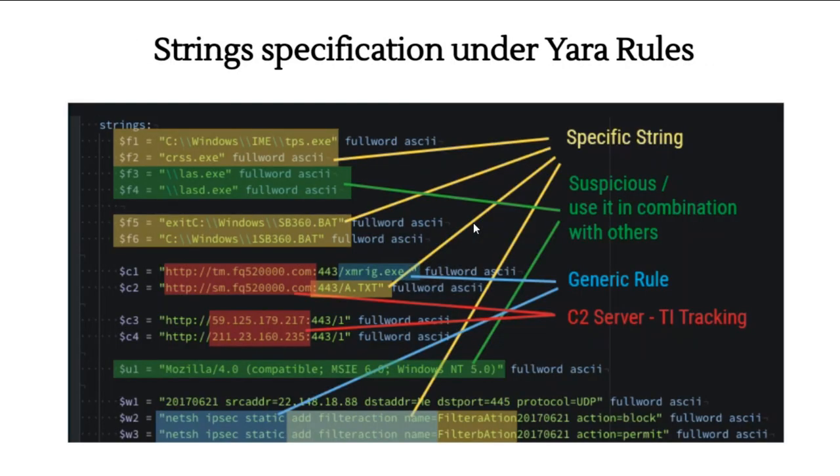Now, string specification under the Yara rules is like this. You can see that suspicious strings are mentioned. You can have some IP addresses as well, based on the threat intelligence, and you can have some generic rules as well. So that's all part of it: you want to describe the malware to the best of your capabilities. So that these Yara rules can be used by organizations to search for specific IOCs in their environment.